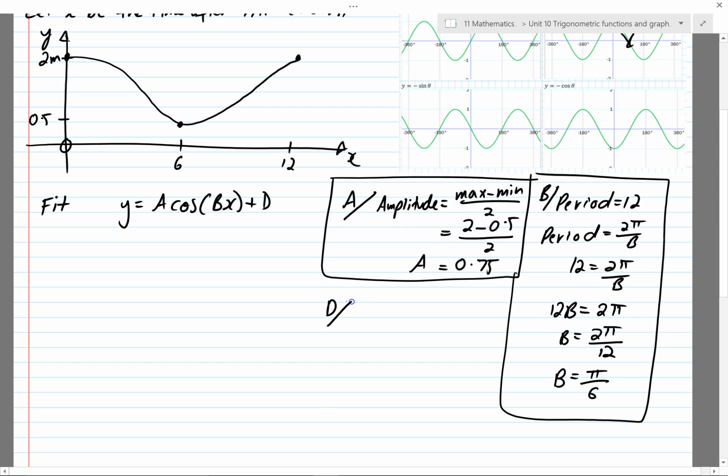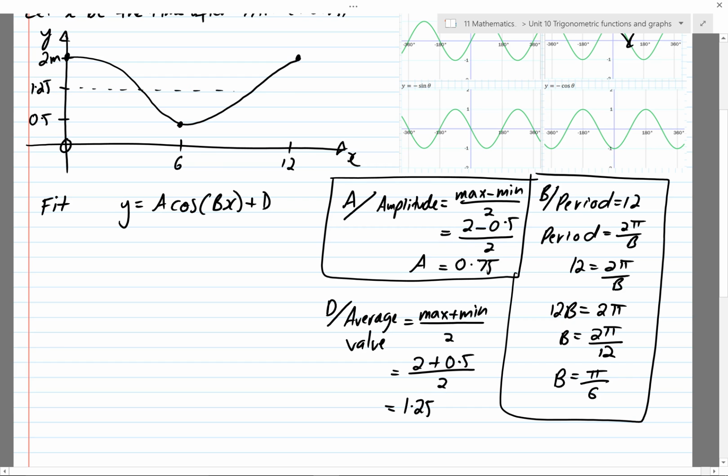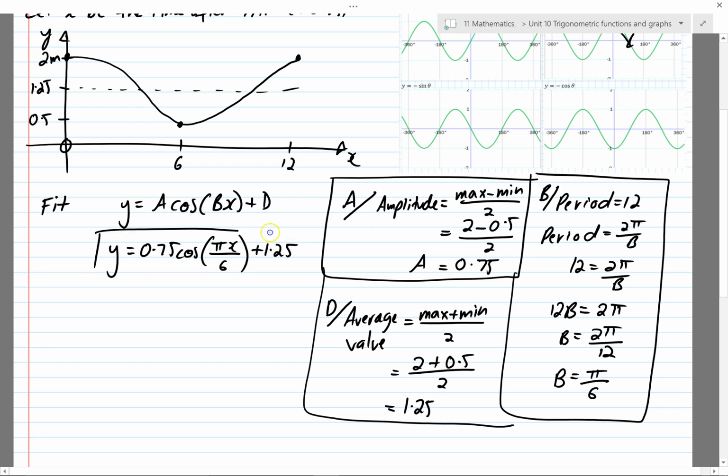And finally, to find the d value, looking for the average value. I'll find that by finding the average of the maximum and the minimum. My maximum was 2, my minimum is 0.5. When I calculate this, I'm expecting to get something between those two values. My average value is actually 1.25. That's where there's symmetry on the graph, the average value. Put it in a box, and I'm going to use it now. So my equation is 0.75 cosine pi x on 6 plus 1.25. And I can use that to then answer any follow-up questions they may have.